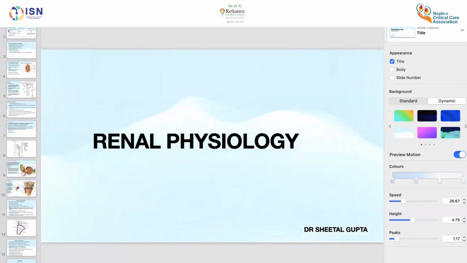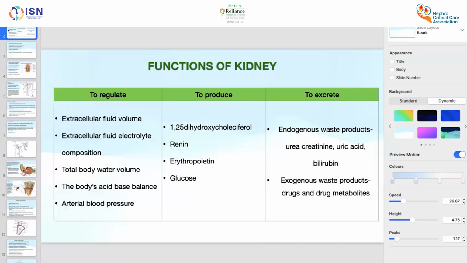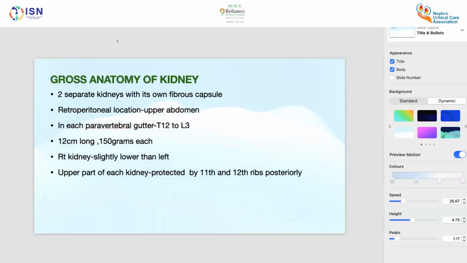I will be talking today about renal physiology. The functions of the kidneys are to regulate extracellular fluid volume, extracellular fluid electrolyte composition, total body water volume, the body's acid-base balance, and arterial blood pressure, as well as to produce 1,25-dihydroxycholecalciferol, which is the active form of vitamin D, renin, erythropoietin, and glucose, and to excrete endogenous waste products like urea, creatinine, uric acid, bilirubin, and exogenous waste products like drugs and drug metabolites. Okay, so, gross anatomy of the kidney.